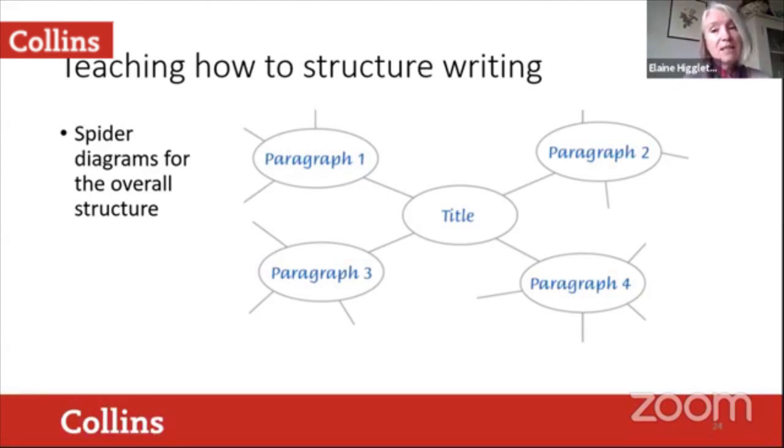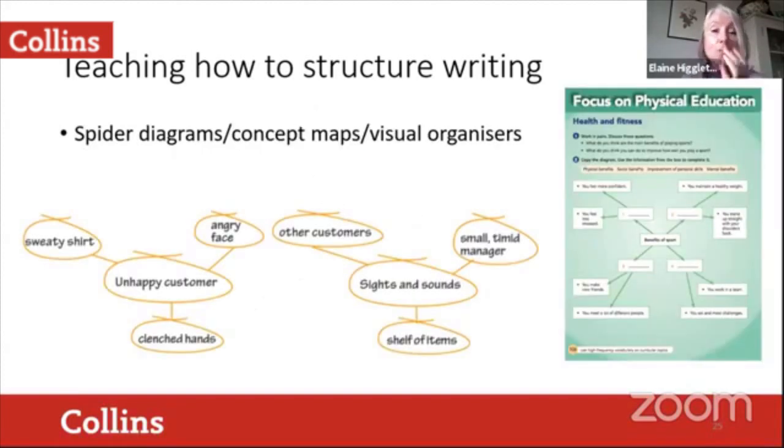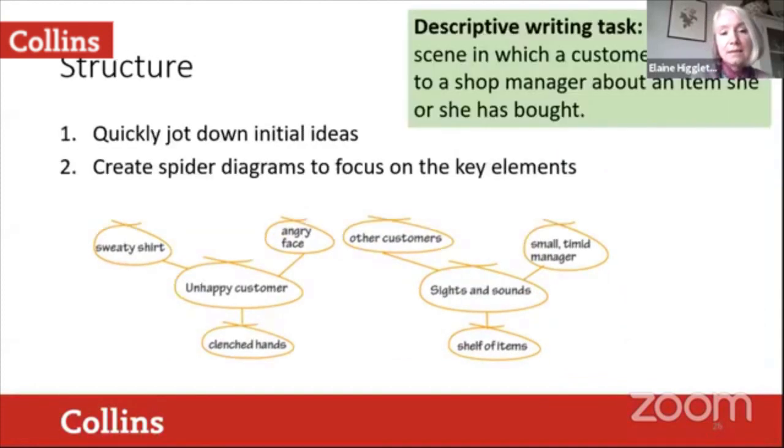I tend not to number my spider diagrams, but you can see here that the paragraphs are numbered. So the title sits in the middle, paragraph one, paragraph two, paragraph three, paragraph four. We can do more complex spider diagrams. The one on the right, you can see we've got the title sitting in the middle, and then we've got lines leading out to a first level of structure, and then we can go beyond to a second level of structure. And if you look at these spider diagrams, you can see that they are delving further in, being used to define more clearly elements of what we're writing about.